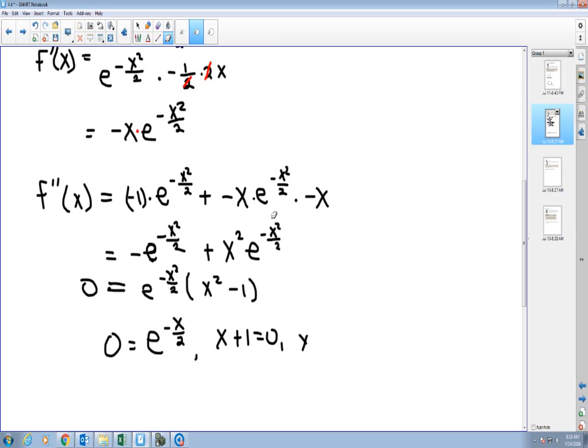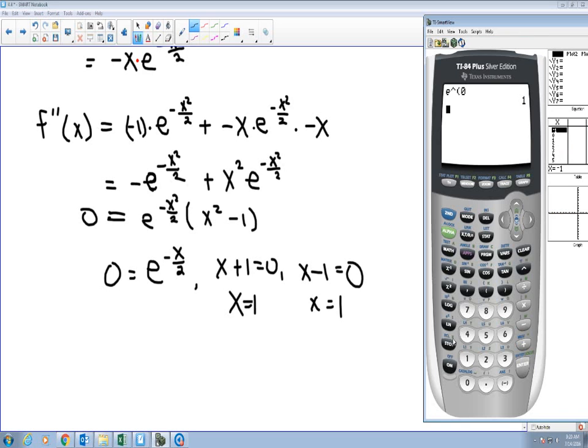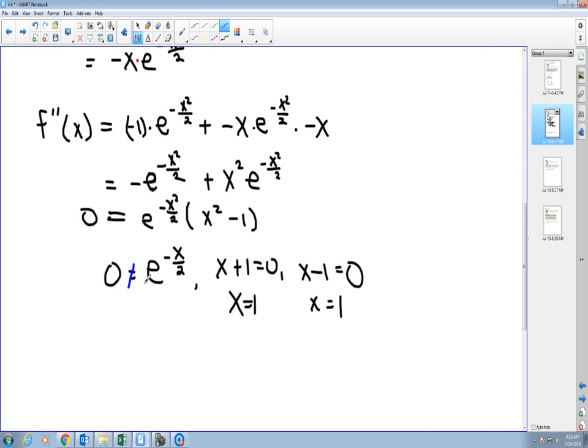So I know my answer. I'm gonna actually have an x equal to negative 1 and x equal to positive 1. Alright, so over here, to get rid of the e, I gotta take a natural log on both sides first. So natural log of 0 is actually undefined. So I cannot really solve for x here. In other words, this e to negative x over 2 actually cannot really be equal to 0.